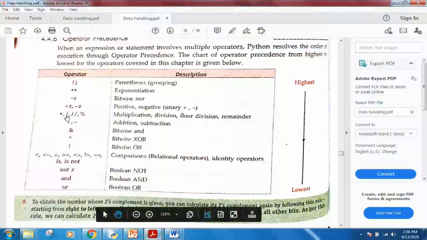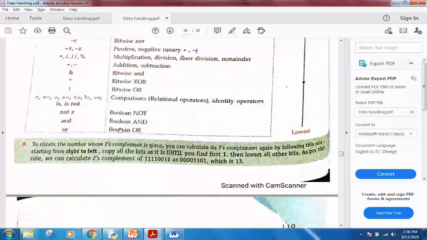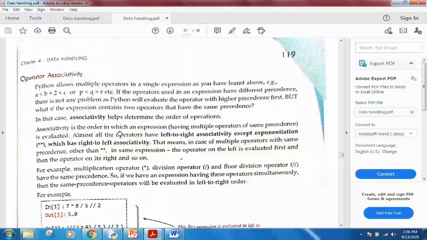See, I am showing this in the book. You can see that multiplication, division, floor division and the modulus operator all are at the same level. Okay, and addition and subtraction are at the next level. So if an expression contains multiplication and division operators, which one will be solved first? Whether multiplication or floor division is decided by the operator associativity.